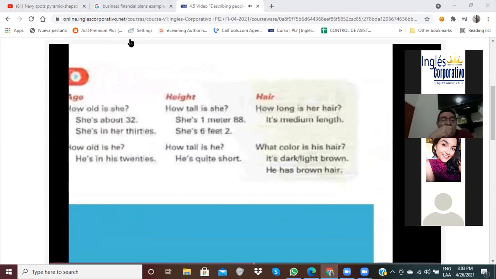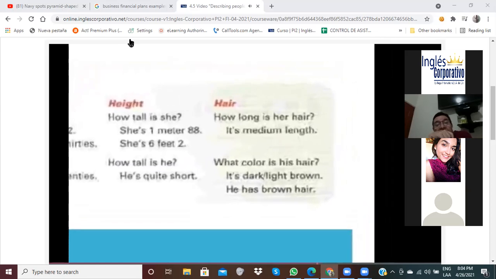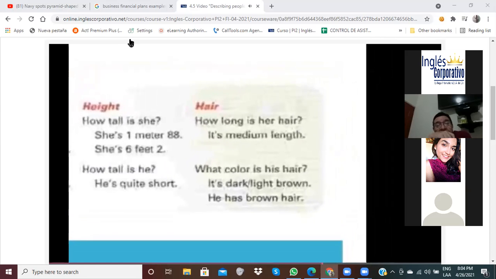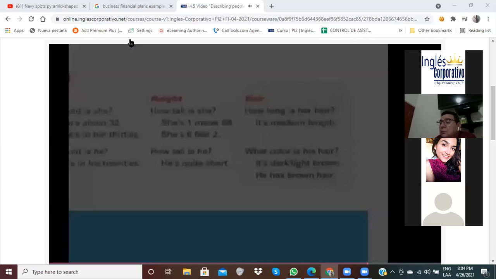Height. How tall is she? She's 1.88 meters. She's 6'2". How tall is he? He's quite short. Hair. How long is her hair? It's medium length. What color is his hair? It's dark brown. It's light brown. He has brown hair.